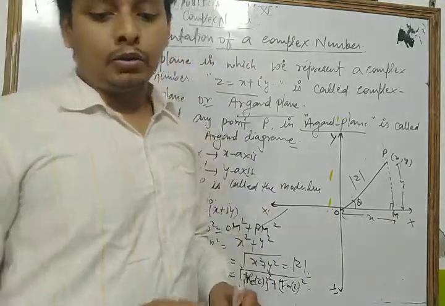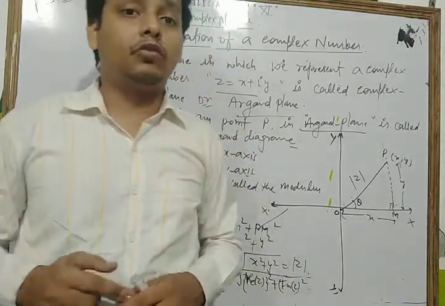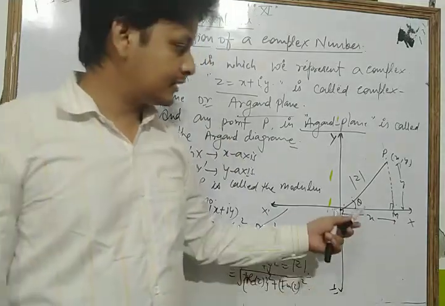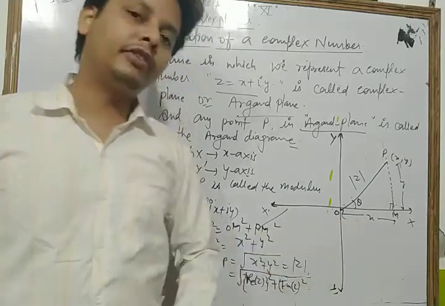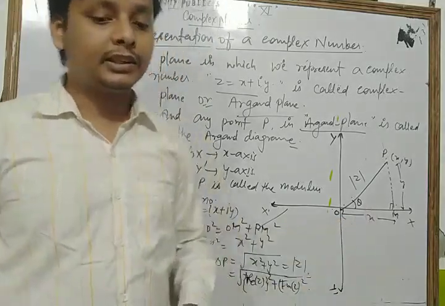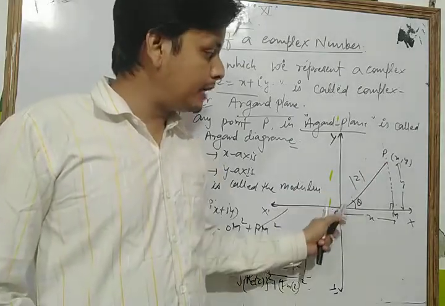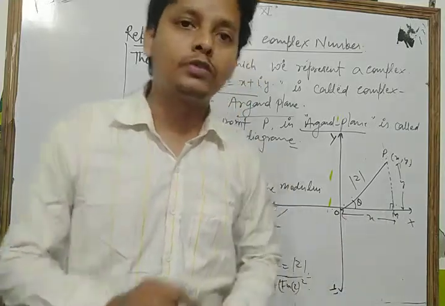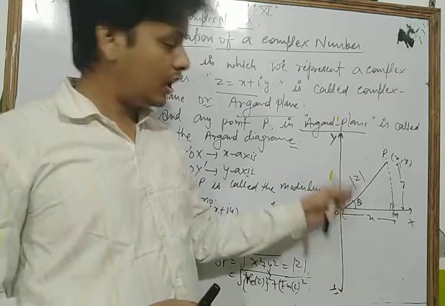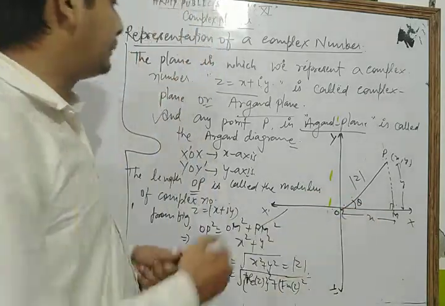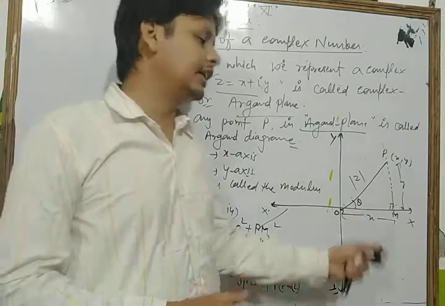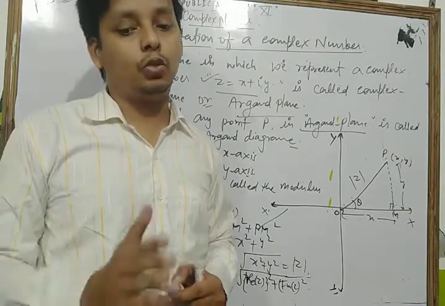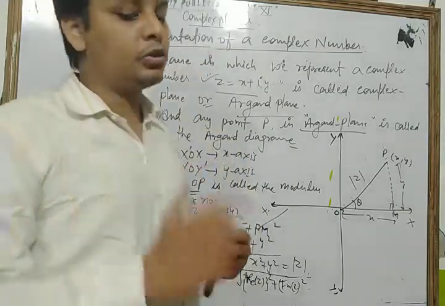Now dear student, we discuss the argument or amplitude of z. What is the concept of argument or amplitude of z? Please concentrate on this figure. Here the angle theta which OP makes with the positive direction of the x axis is known as the argument or amplitude of the complex number z. This theta is known as the argument or amplitude of a complex number z.